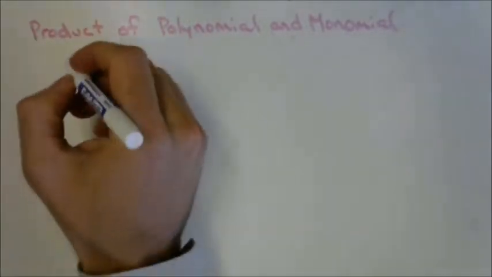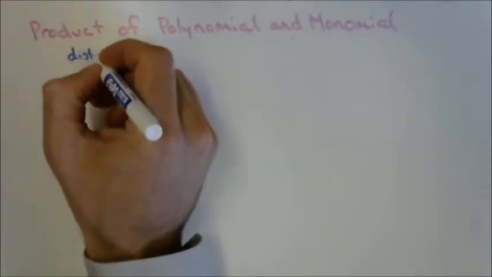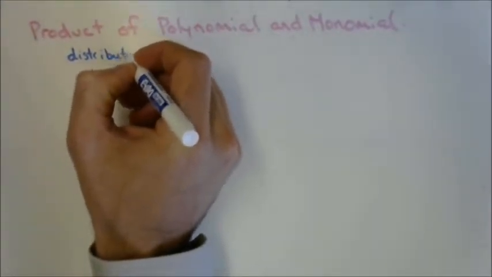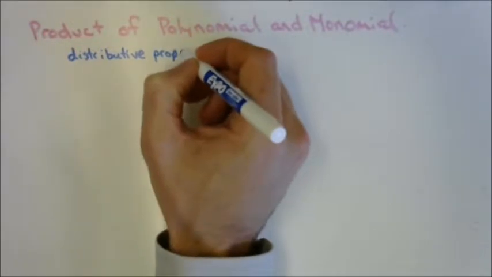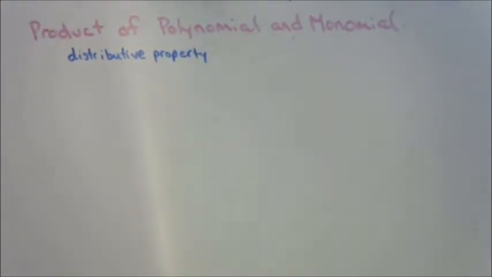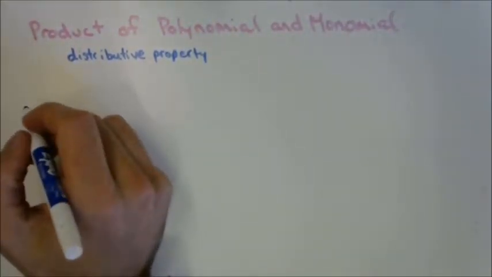Okay, when we're dealing with the product of a polynomial and a monomial, all we need to do is use our distributive property. So that's your blank there. Use the distributive property. And we're going to take some notes on the distributive property in 5.1. But you should be fairly familiar with it already.